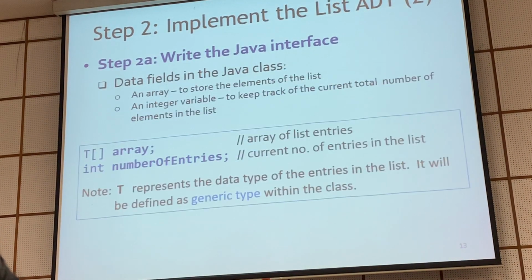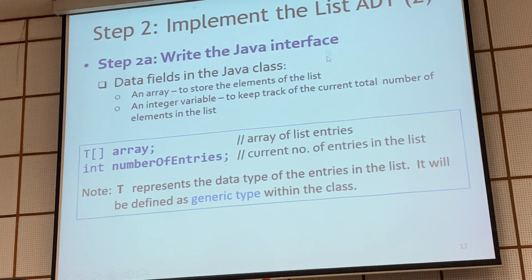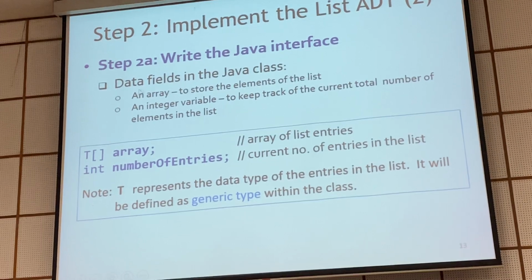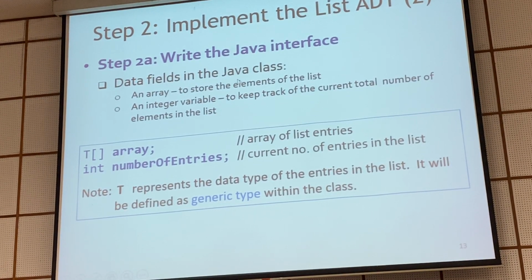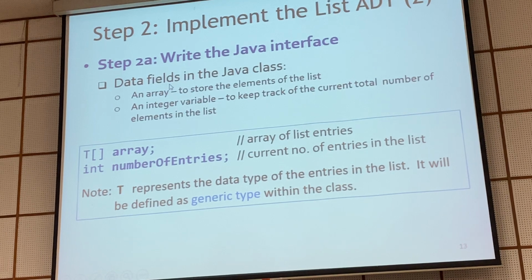Alright, now we have to write our implementation. So we have to implement the methods. Now there are a few things we need to take a look at. We have a data field in the Java class, an array. Remember, we need to implement our collection using array implementation.